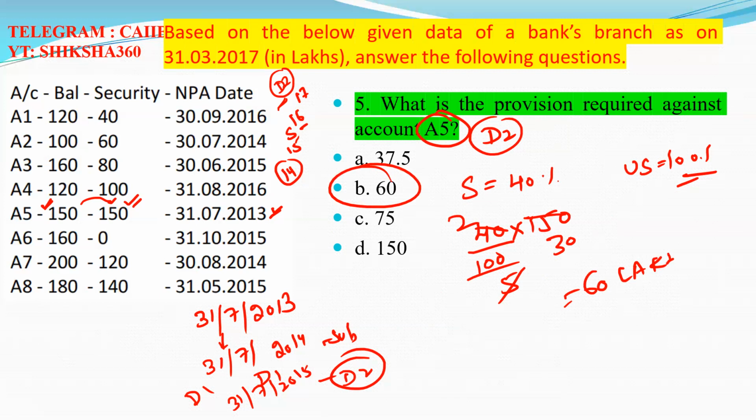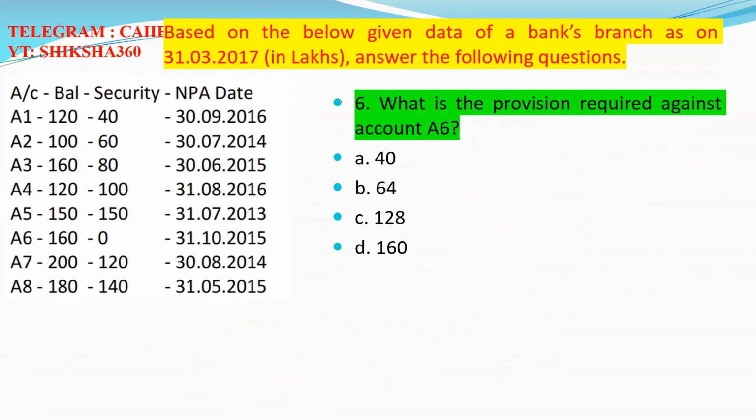Hope this question is clear to all of you, clear? Next, move to the next question, question number 6. So account is NPA on 31st March, sorry, 31st October 2015, clear?